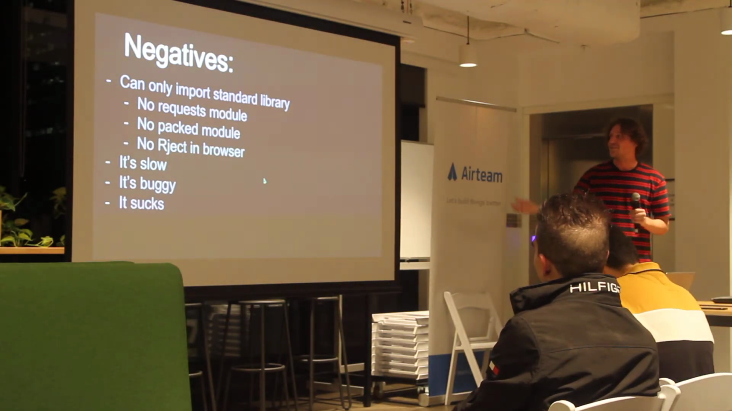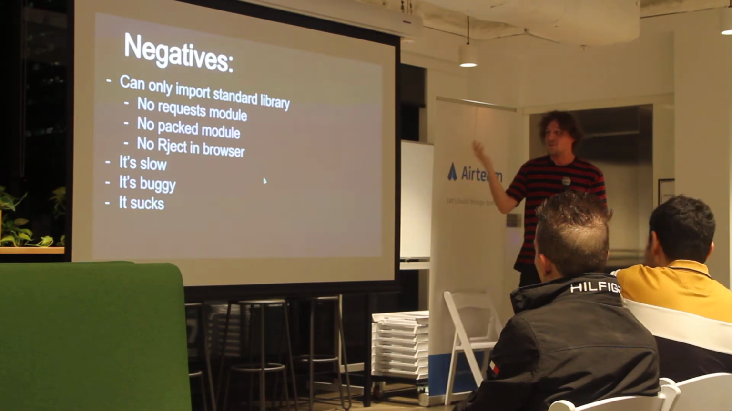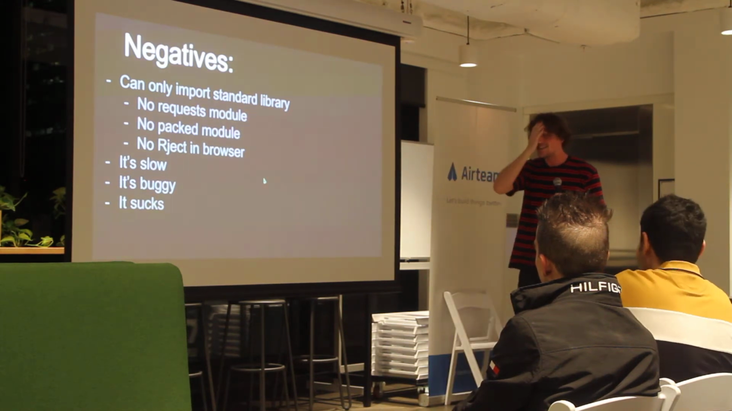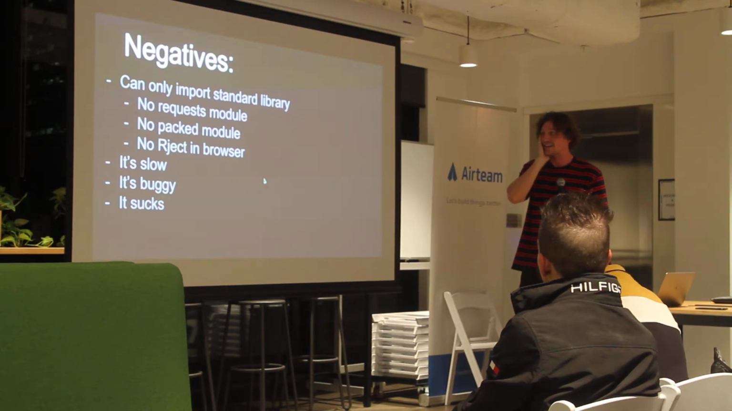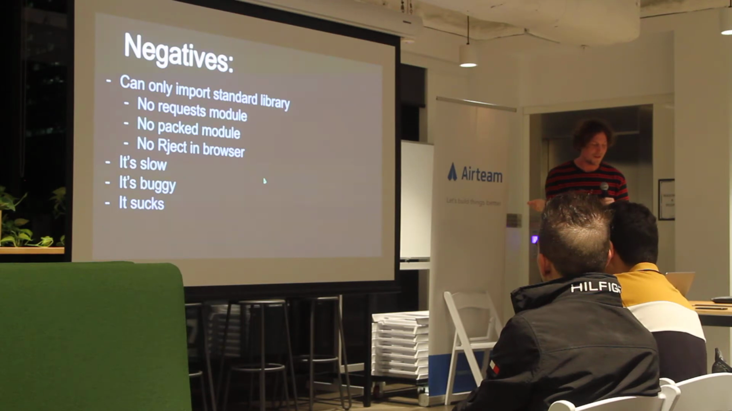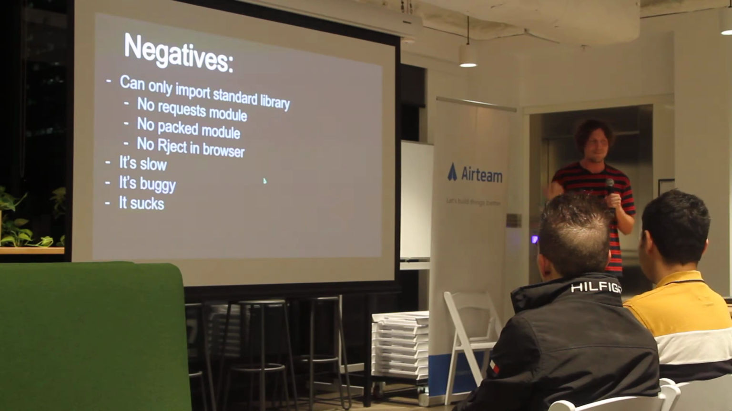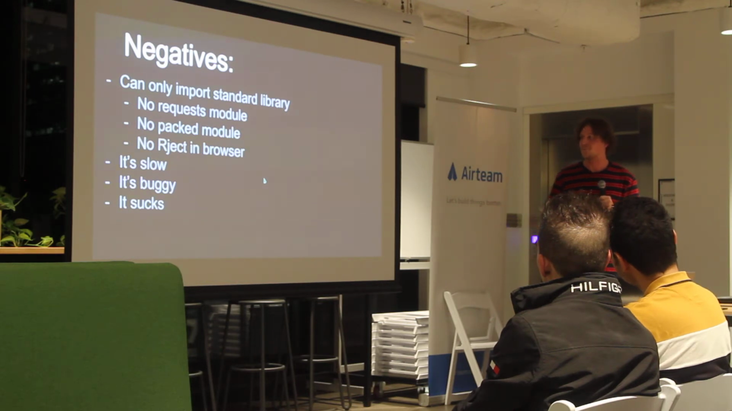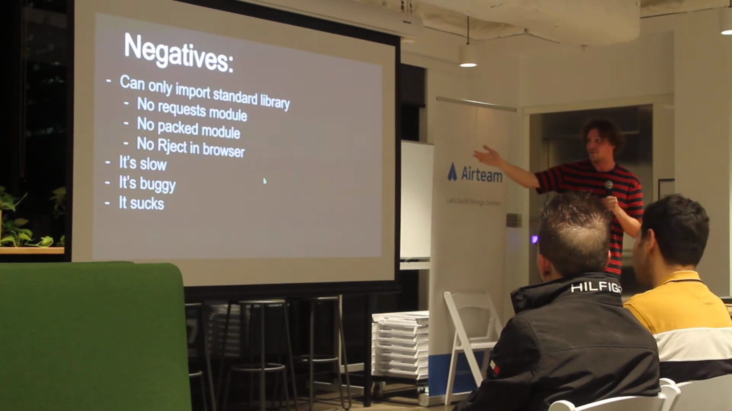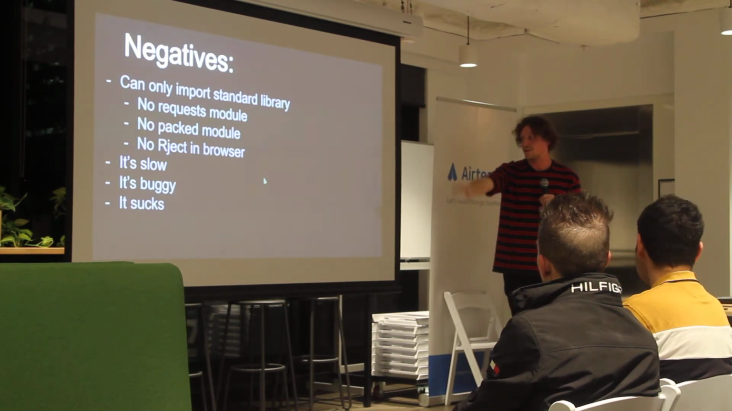So what are the negatives? I can only import the standard library, and for some reason only some of the standard library, which means no request module. That would have been amazing when I was working with the REST API. The packed module, the reason I had to server-side render half of it, is because packed can't run in your browser because it has third-party libraries that aren't part of the standard library. So you can't run it with Python, which is super annoying. Which therefore means that there's no Rject in the browser. It's all server-side rendered and then a little bit of Python done on the front end.